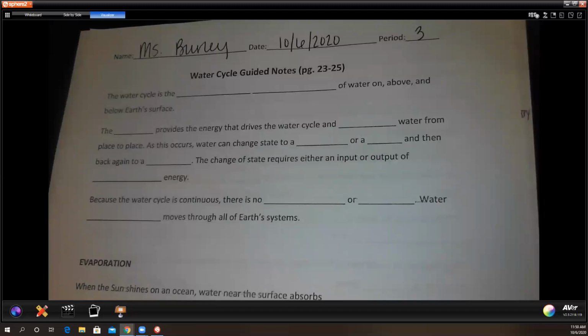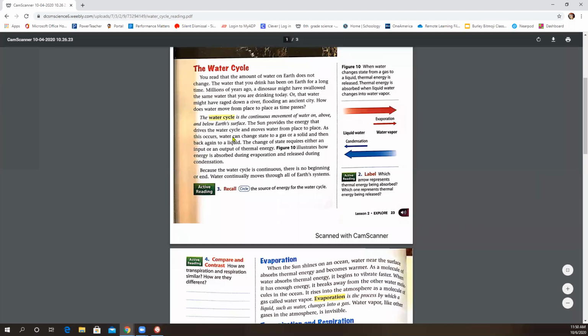The water cycle is the continuous movement of water on, above, and below Earth's surface. The sun provides the energy that drives the water cycle and moves water from place to place. As this occurs, water can change state to a gas or a solid, and then back again to a liquid. The change of state requires either an input or an output of thermal energy.